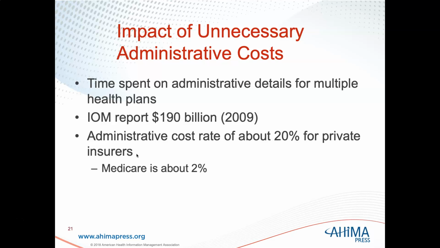An administrative cost rate of about 20% for private insurers is not uncommon. Medicare tries to keep it around 2%, or at least they did. This was all published in 2018, so it's probably higher than 2% today, but you can see there's a big difference between administrative costs for Medicare versus private insurers.